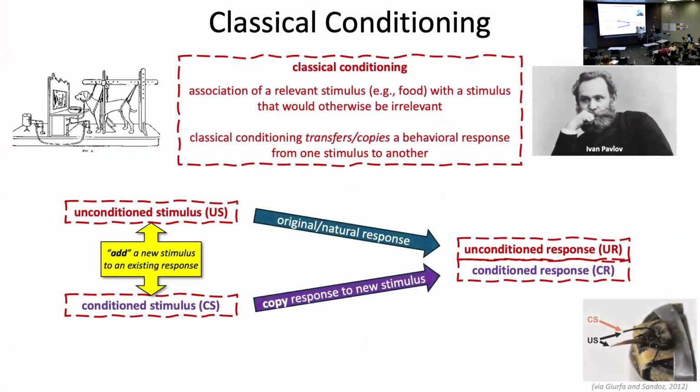Classical conditioning, you're copying. So you have something that's already there. The unconditioned stimulus generates the unconditioned response. So by pairing it with a new stimulus, the conditioned stimulus, you create a new mapping from the conditioned stimulus to the same response. The conditioned response is the unconditioned response, but it's a response to the conditioned stimulus. That's why it's called the conditioned response.